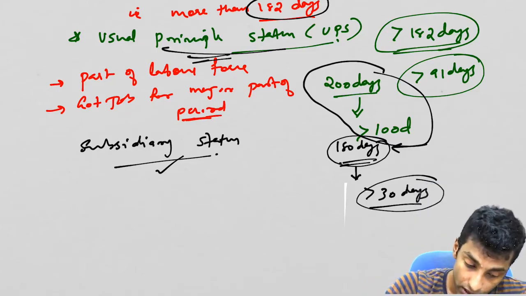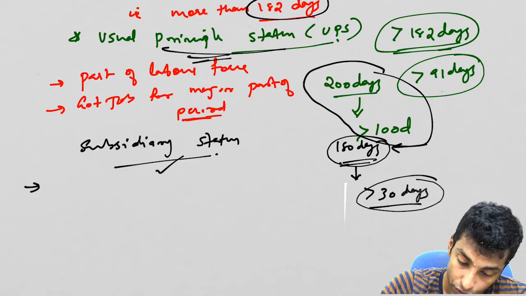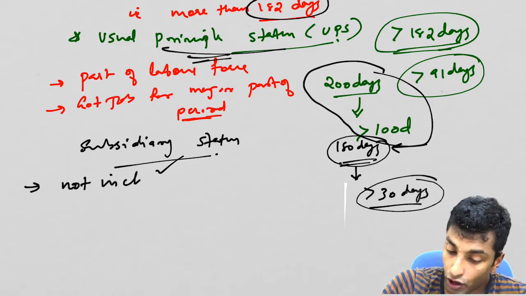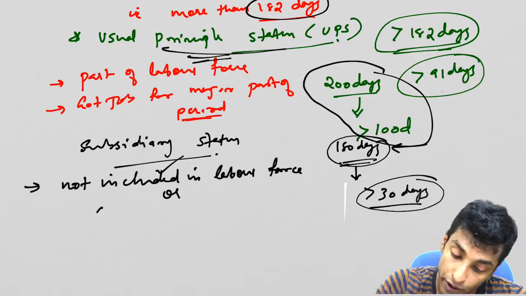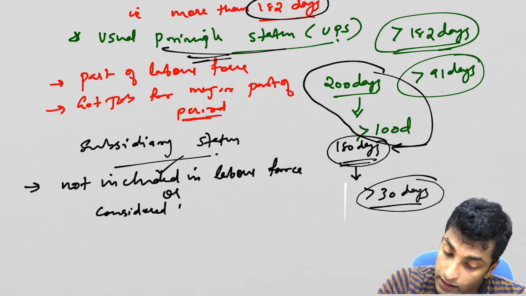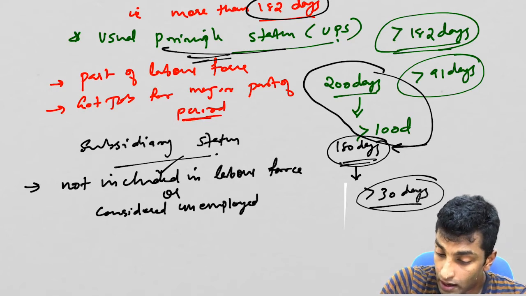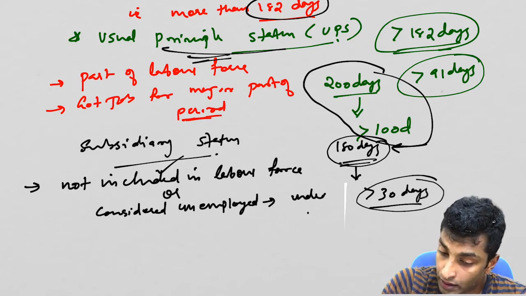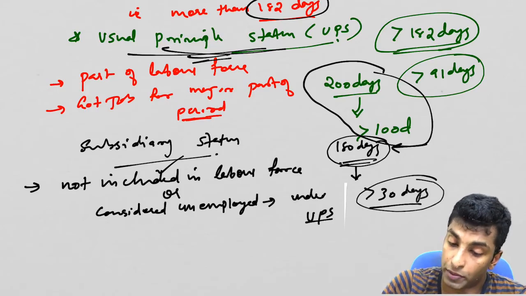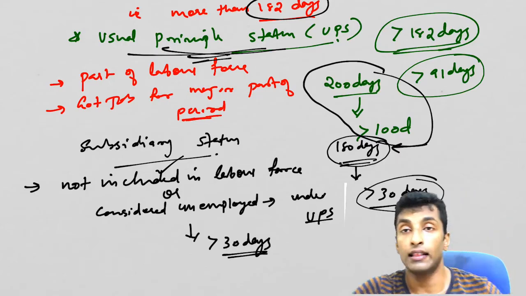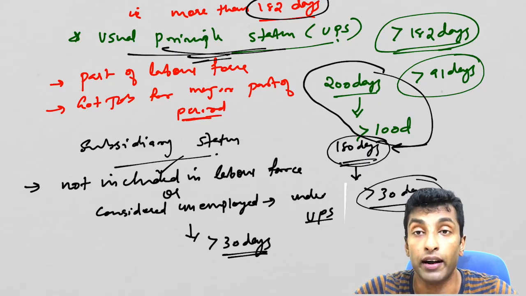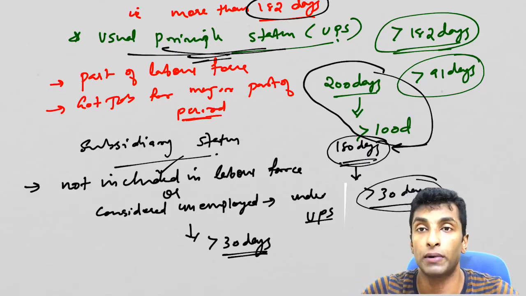Okay, so let me write this down, not completely. Either not included in the labor force, or considered as unemployed under UPS, this usual principal status. If they work for more than 30 days, they are considered as employed under subsidiary status. So I hope you understood what is principal and subsidiary status.